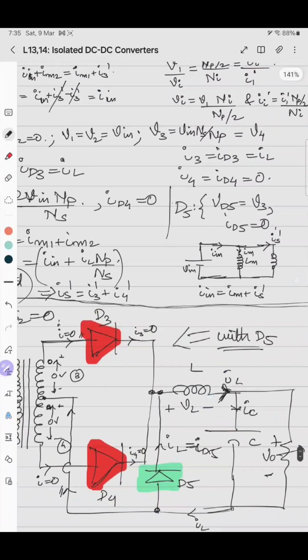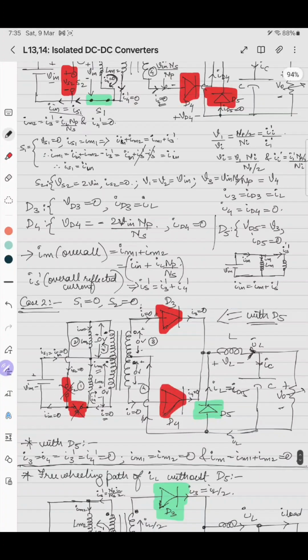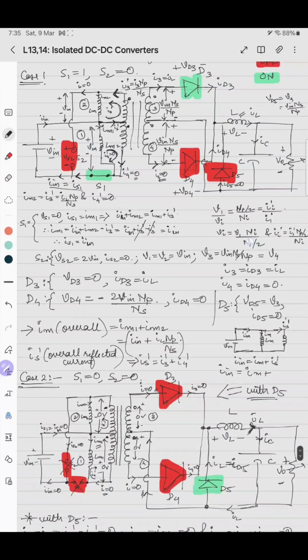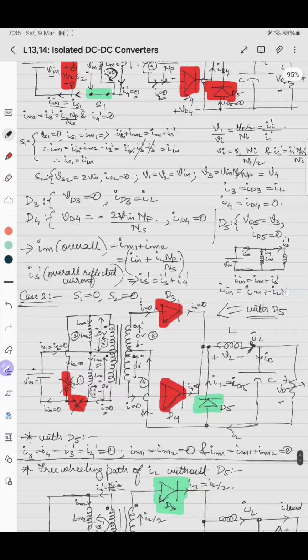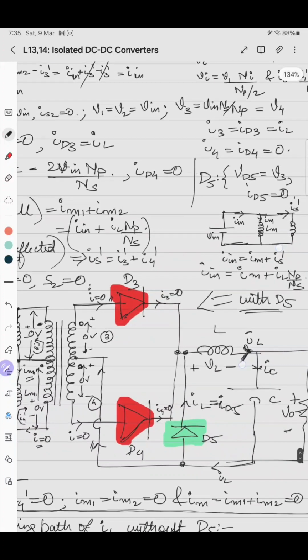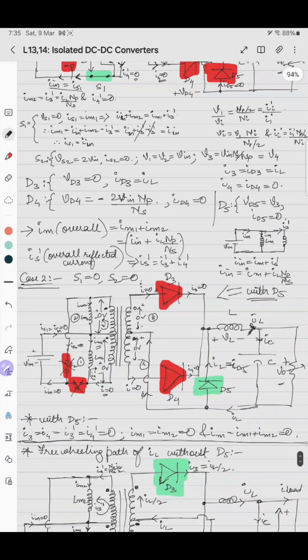So here I in becomes overall IM plus I3 dash plus I4 dash. So I4 dash is 0 and I3 dash is I3 into NP by NS, or IL into NP by NS. Because we know the waveform nature of IL, and we also know the waveform nature of IM, that's why we are denoting I in in this fashion.